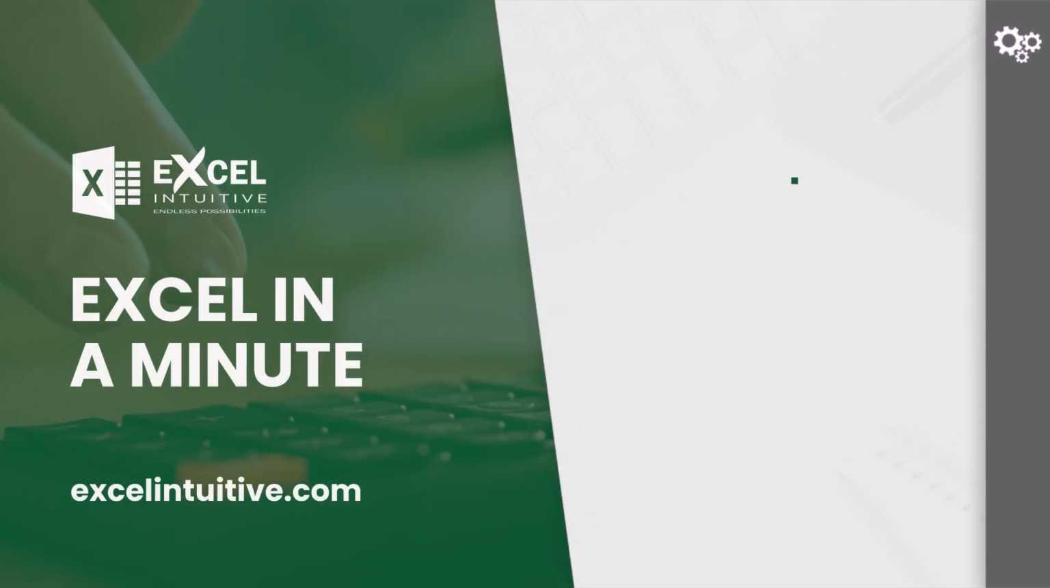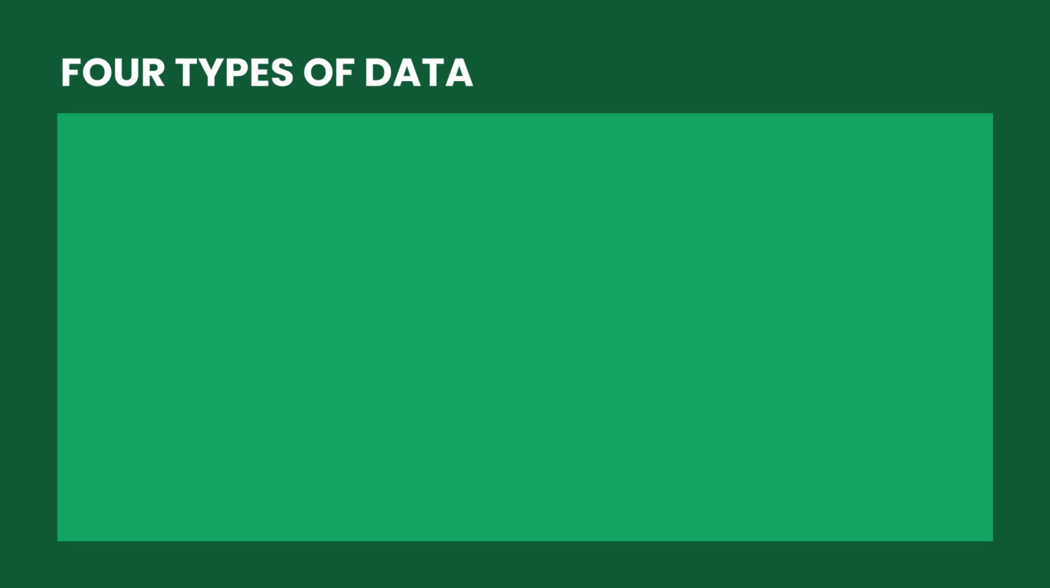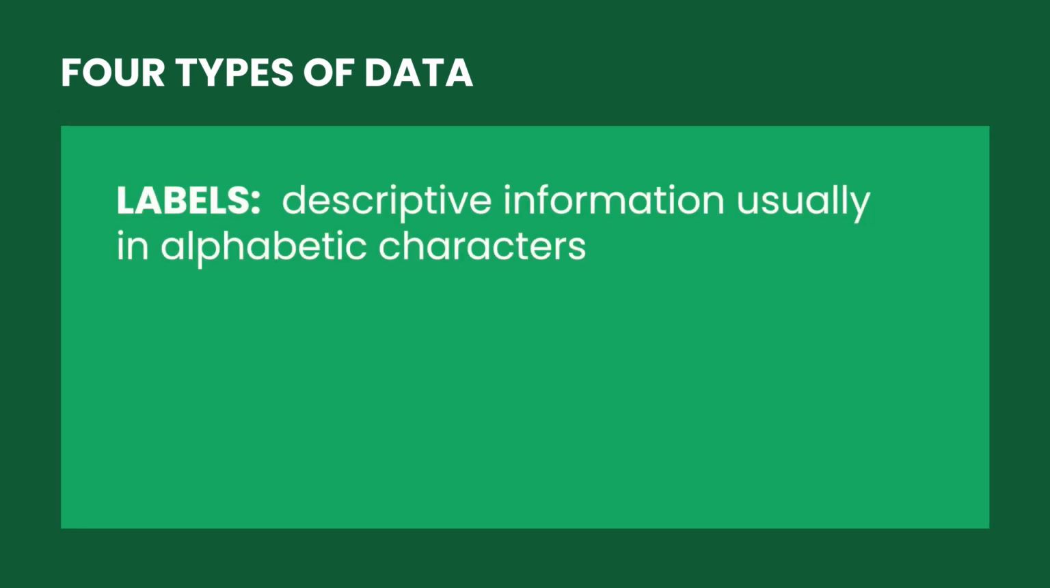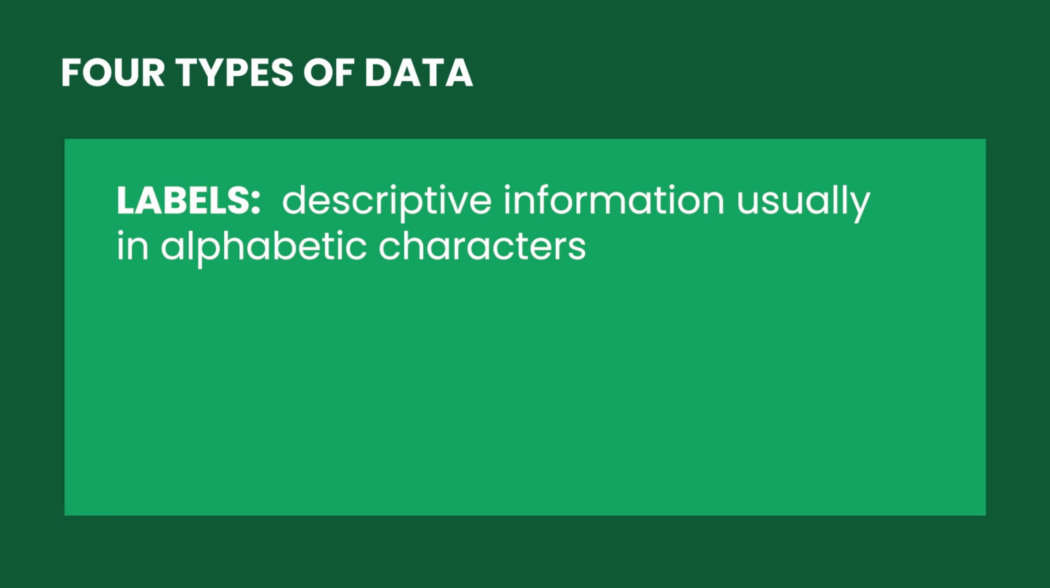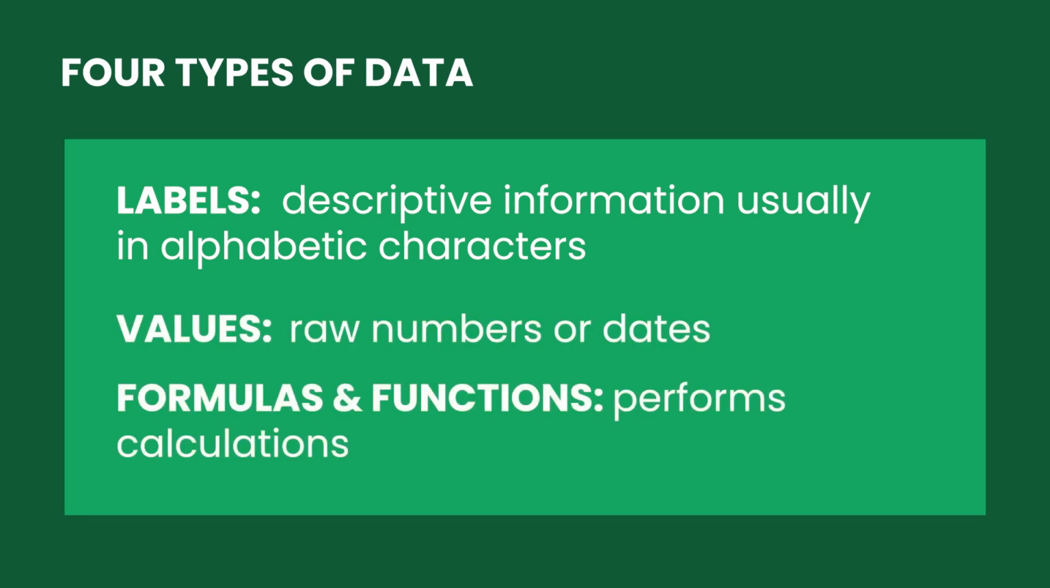For this video, we will talk about the four types of data that you can enter in Excel. We refer to text such as names, months, or other identifiers as labels. They are usually in alphabetic characters. Values are raw numbers or dates, while formulas and functions are commands for Excel to perform.